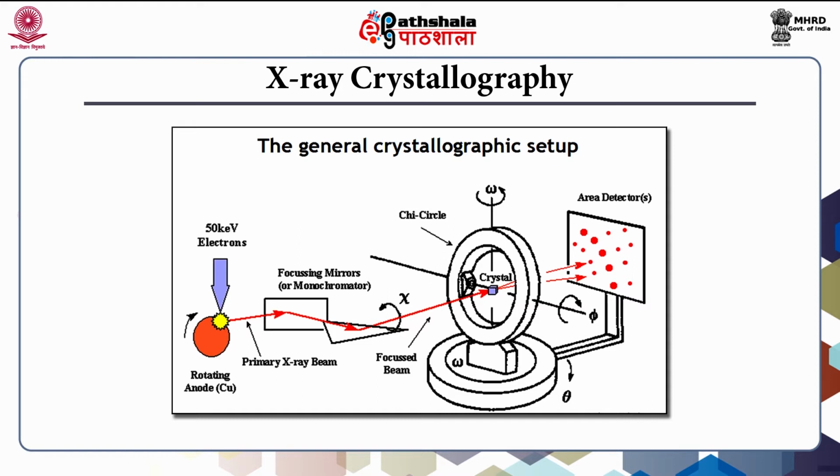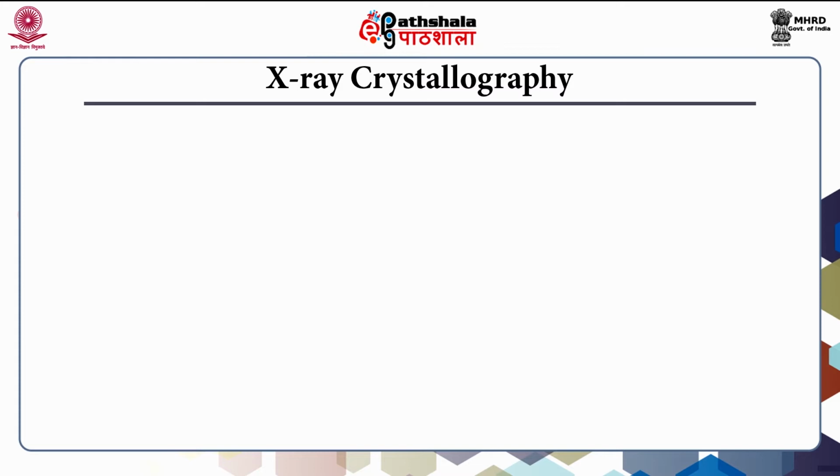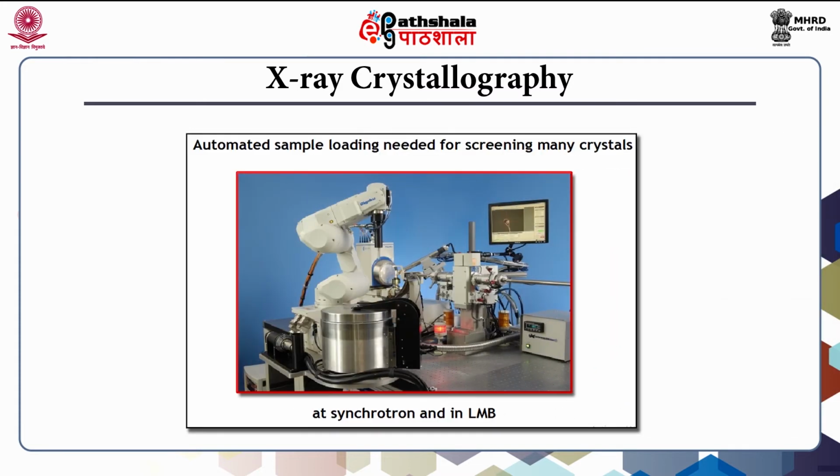Let us see the real instrument, how it looks, in the next slide. In this slide we can see the real X-ray crystallography instrument. As we have seen in the previous slide, where there was a schematic representation, here it is the real instrument structure. Here also we can observe the X-ray source on the left hand side and the detector on the right hand side.